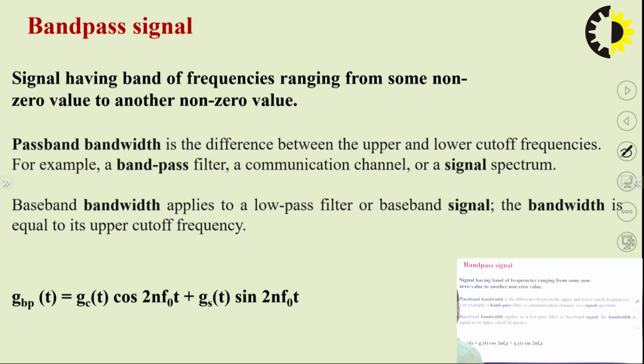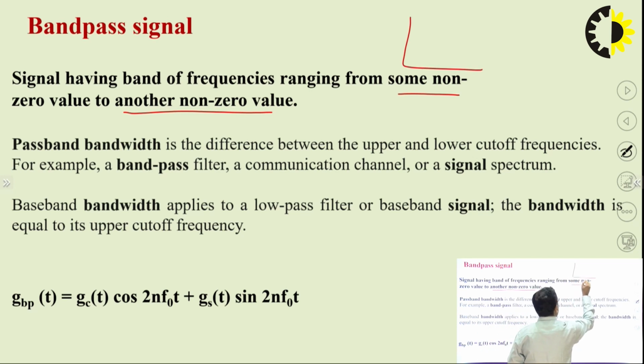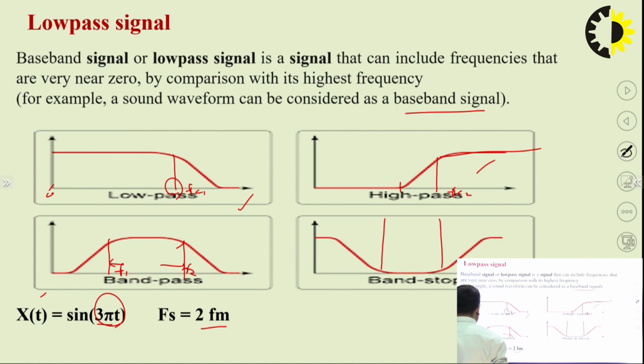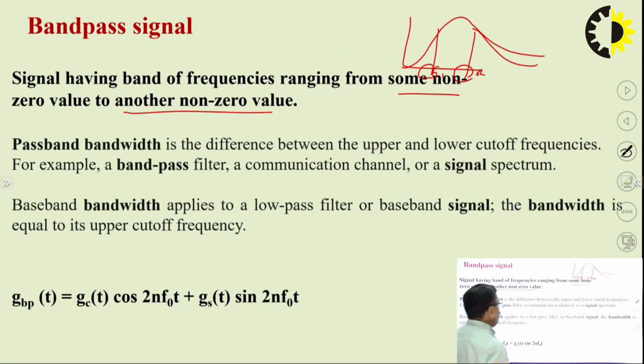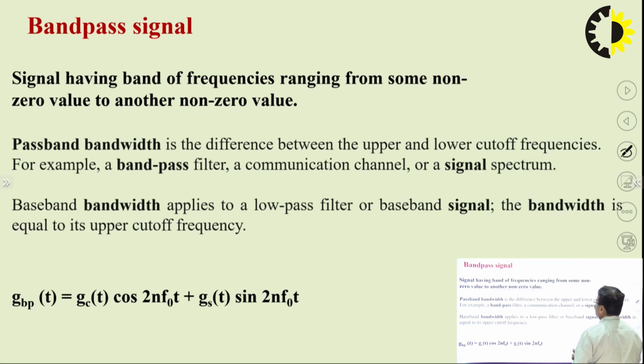Next, a band pass signal has a band of frequencies ranging from some non-zero value to another non-zero value. It passes your signal from a particular band, F1 to F2, like in the previous PPT. So the pass band is from F1 to F2. F1 is your lower cutoff and F2 is your upper cutoff. The bandwidth is the difference between F2 and F1, so it will be F2 minus F1.